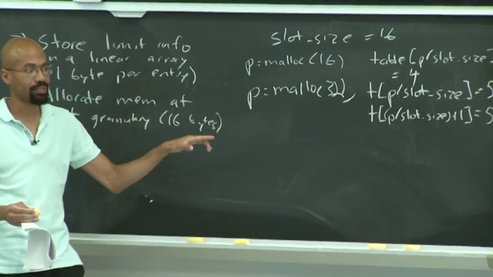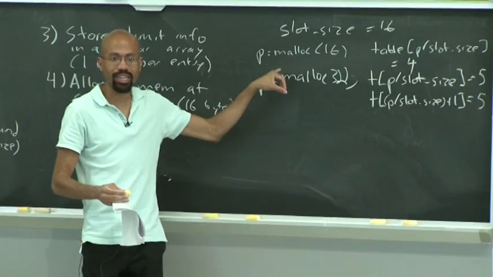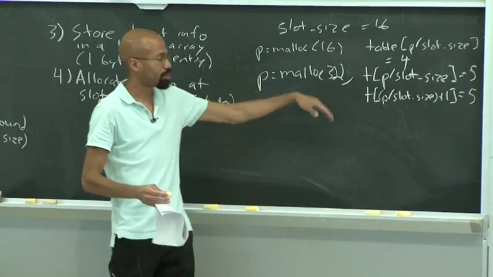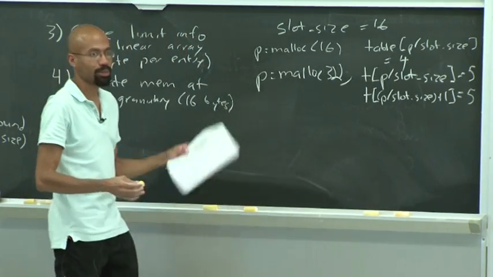Does that make sense? This is really the key that I think for a lot of people makes the paper make sense or not make sense, because you have to update that bounds table multiple times depending on the size of the allocation.